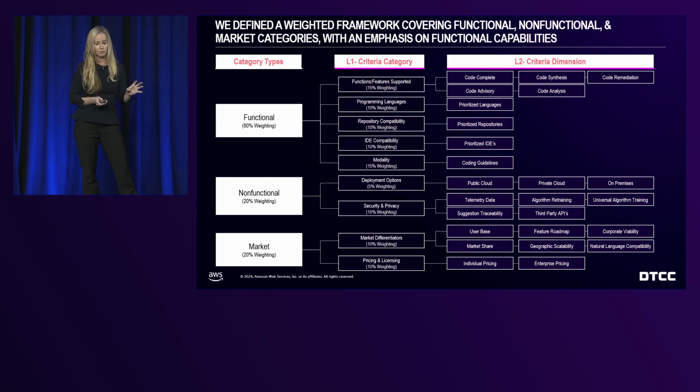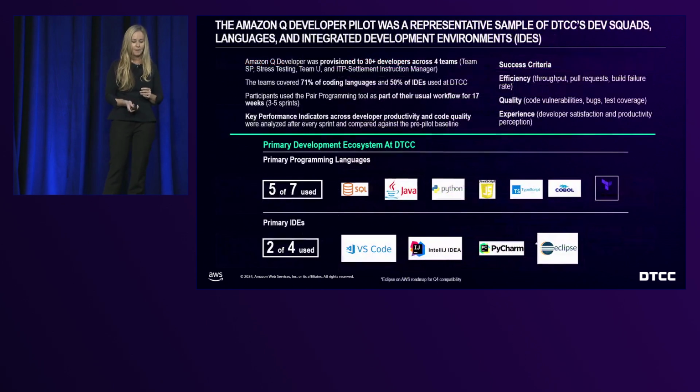The non-functional requirements that we explored were deployment options, security and privacy requirements such as telemetry data. So we wanted to make sure we could turn off the telemetry data if we needed to. We wanted to ensure that the code was not going to be shared with third parties. And also suggestion traceability was important, meaning that the tool would provide traceability of the sources for code suggestions and more. And finally, we assessed market differentiating features, which I had mentioned before.